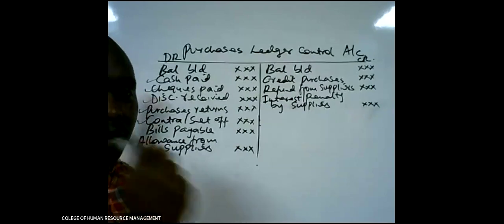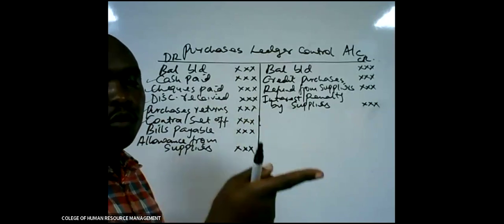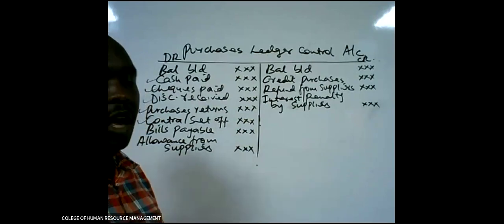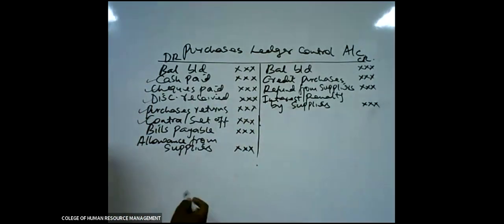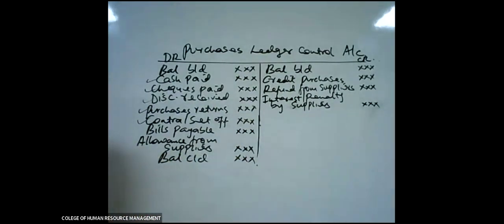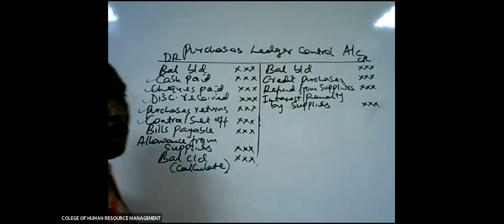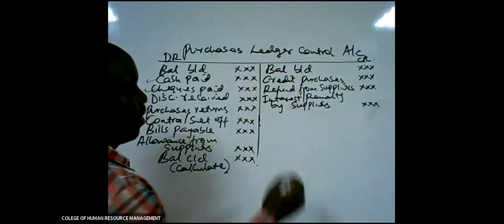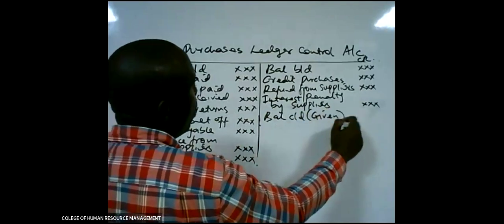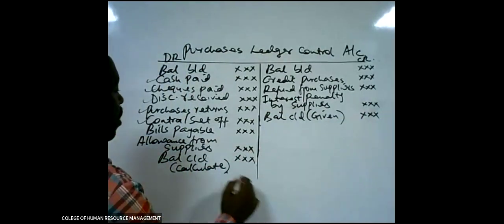The contra: the same supplier we owe, that supplier also owes us. So we supply goods on credit to him, and he also supplies goods to us on credit. So it is like a counter offer. Then from there you calculate the balance carried down. This side is the one that you are going to calculate. But if the question has given you the closing balance, the balance carried down, it will be given in the question. You put it there, and it will balance.